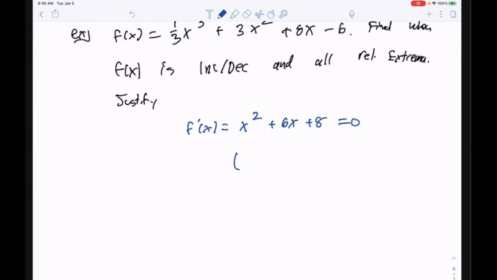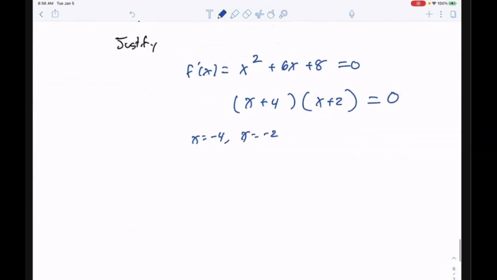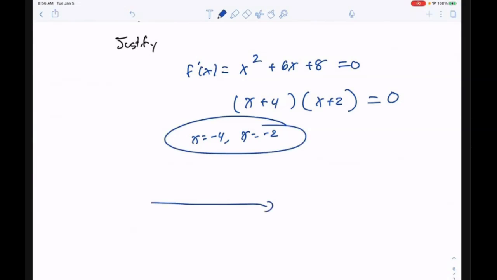Factor form. Factor, good. X plus 4, x plus 2. Good. What do I get? X equals negative 4, x equals negative 2. Good. What do I do with these values? Sign chart, or yeah, sign chart.